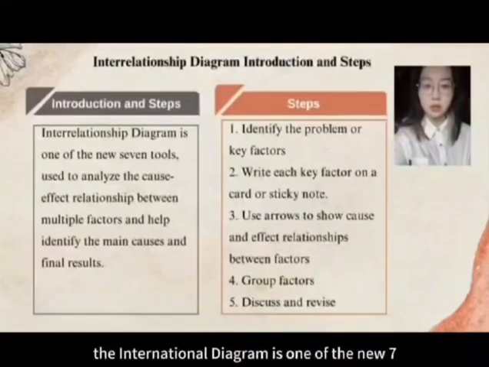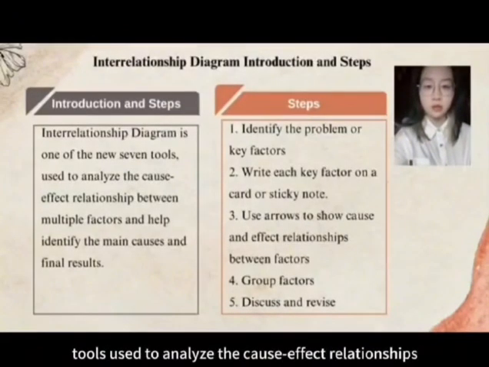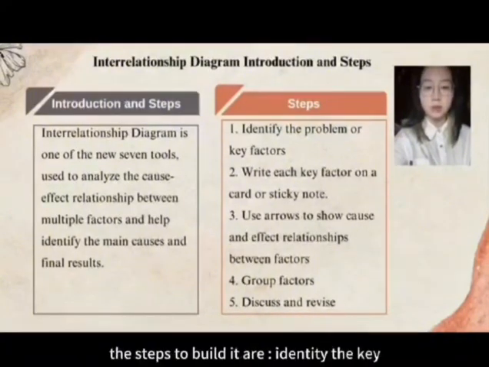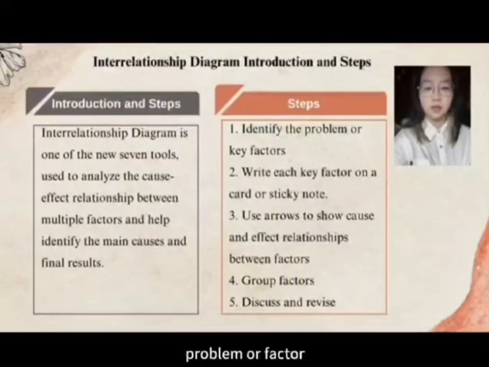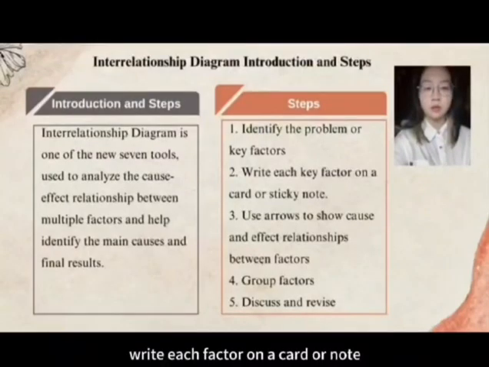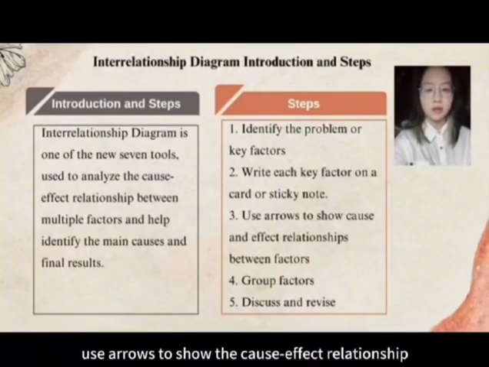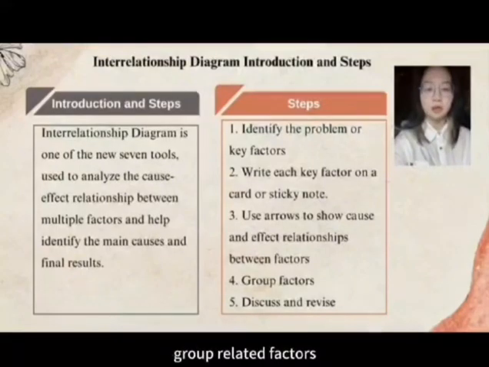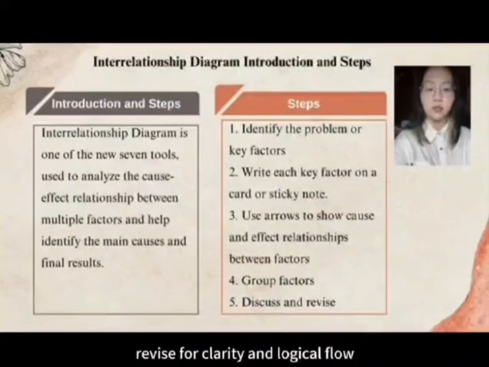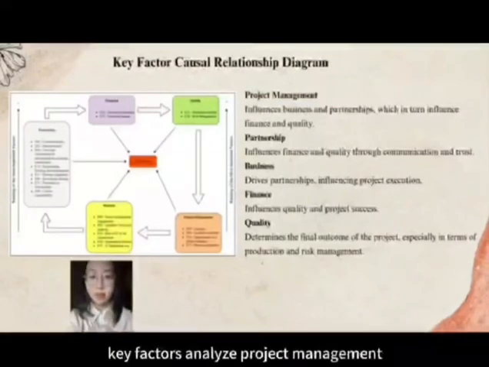The interrelationship diagram is one of the new 7 tools used to analyze the cause-effect relationships between factors. The steps to build it are: identify the key problem or factor, write each factor on a card or note, use arrows around them to show the cause-effect relationship, group related factors, and revise for quality and logical flow. Key factors analysis: project management.